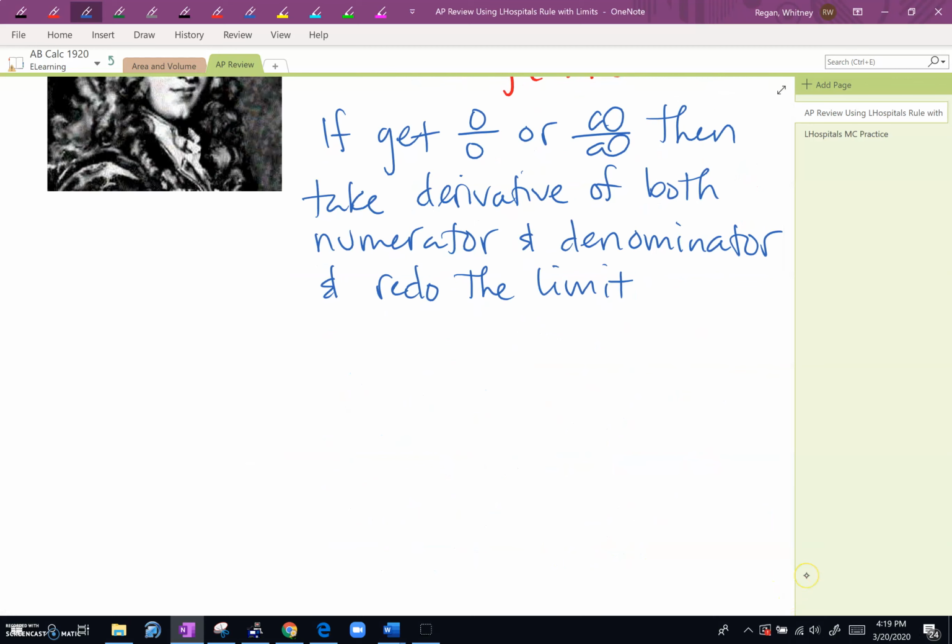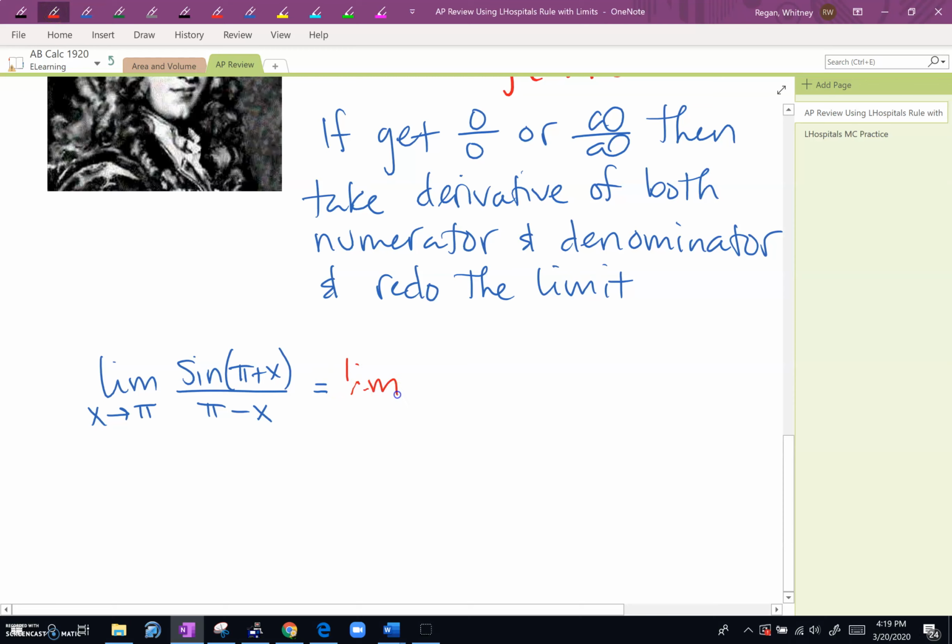So if we take a look at what that was before, originally we had the limit as x approaching pi of sine of pi plus x over pi minus x. If we actually take that limit, we will see that instead we have, this is so bad, oh my god, limit x approaching pi, sine turns into cosine, pi plus x stays the same, all over, this will become a -1.